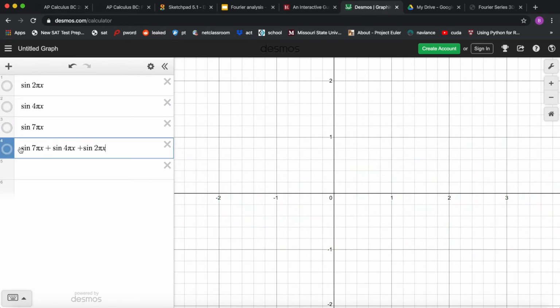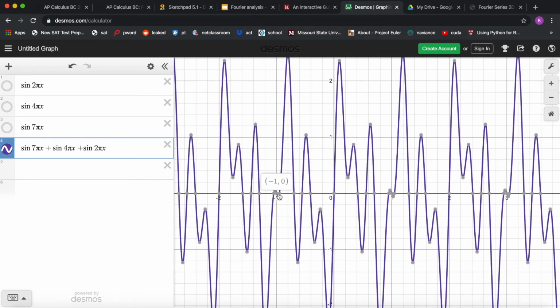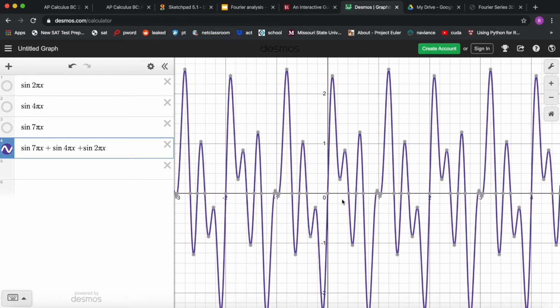However, when you combine all of these graphs together, you get something much more complicated. Given this graph by itself, it's very difficult to find the frequencies by yourself. How could I go about finding which frequencies make this up? What Fourier analysis does is it decomposes this entire graph into the frequencies that make it up.